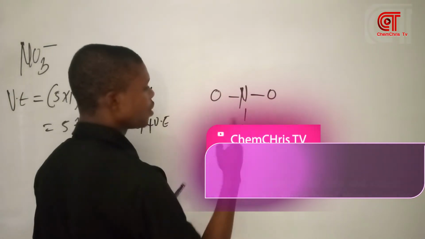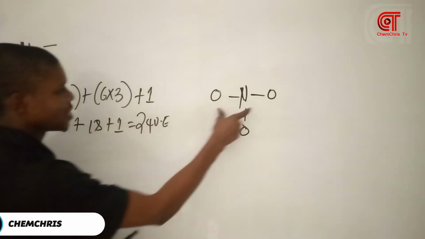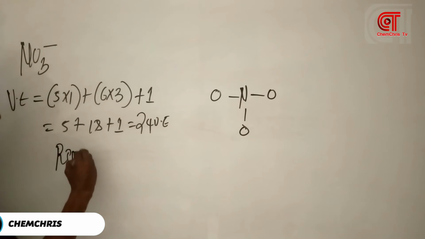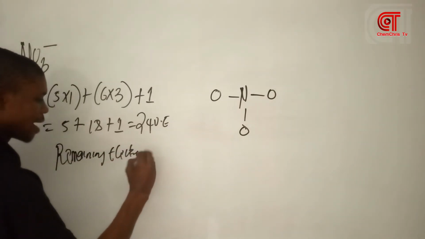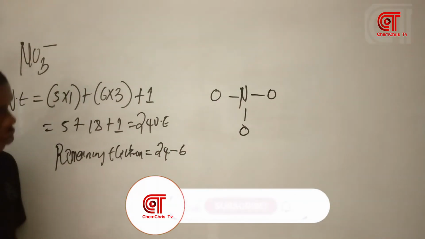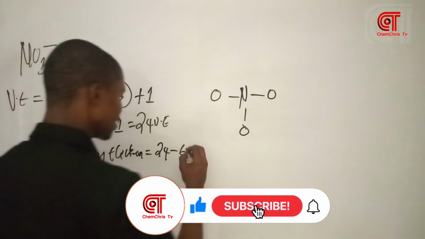Now, each of the bonds has 2 electrons. It means that out of 24 electrons, I've used 6 electrons. So I'm going to calculate my remaining electrons. My remaining electrons will be 24 minus 6. Here we have 18 valence electrons.